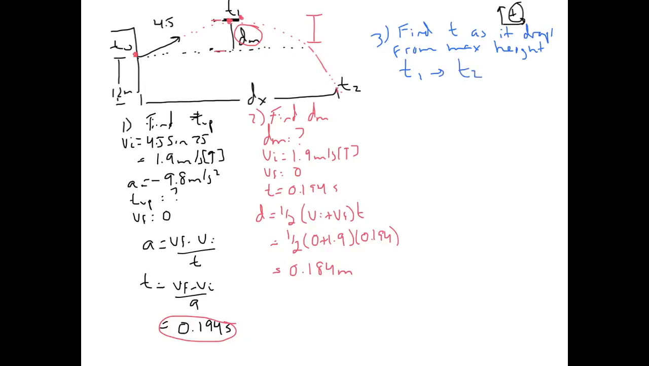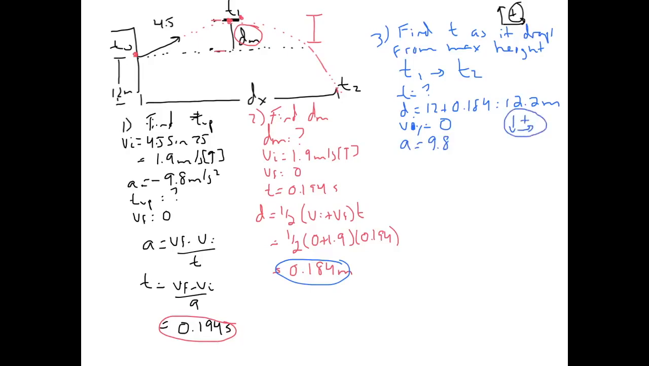So what do we know? Well, we're looking for t. That is our question. We know the distance because we just figured out it's 0.184 meters up. So we say 12 plus 0.184, and that gives us 12.2 meters. Vi, because it's starting from the top, remember? Since it's starting from the top, the Vi in the y component is 0. And acceleration is 9.8. Now we've changed it, right? We can do this, as I said before. Now we're going to say down and to the right is positive. As long as you assign it at each different division of your question, you can change it as you see fit to make it easier for yourself.